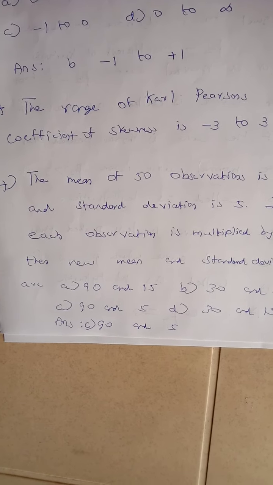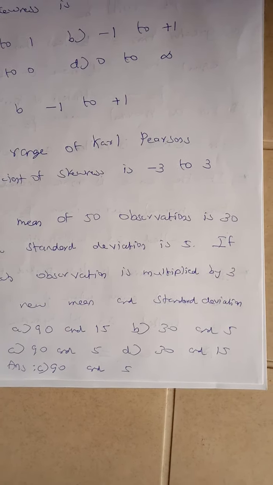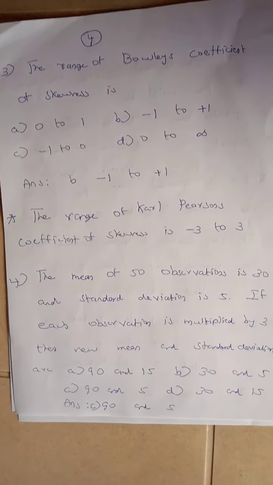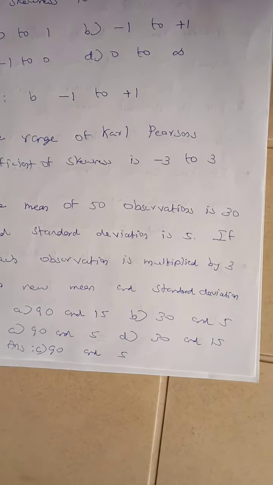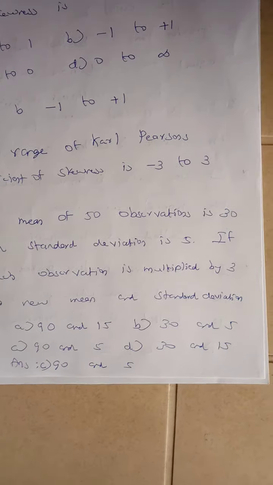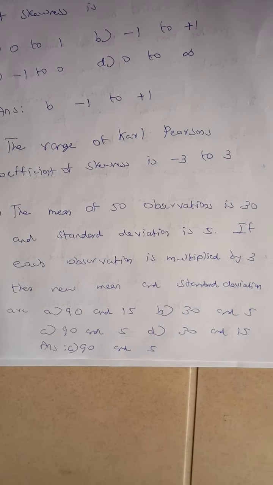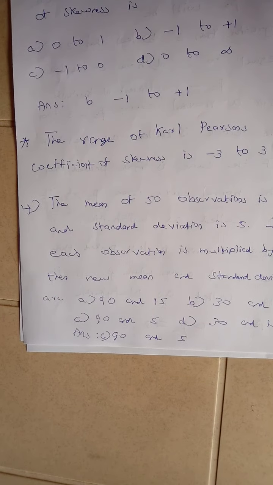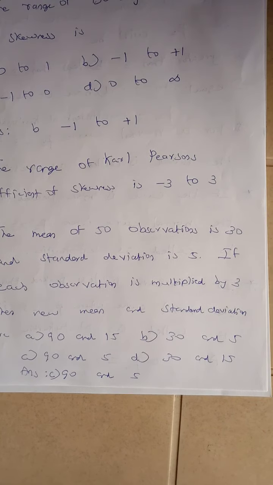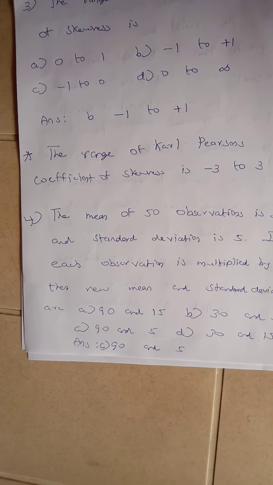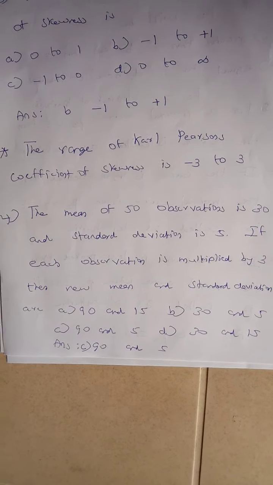So when we multiply by 3, what happens to the standard deviation? Standard deviation never changes when we increase or decrease the observations, whether multiplying or dividing. But the arithmetic mean will change when we multiply. So the correct option is 90 and 5. So let us move to the next question.